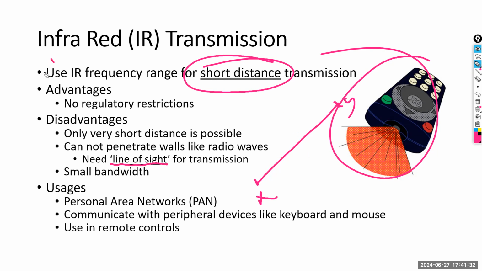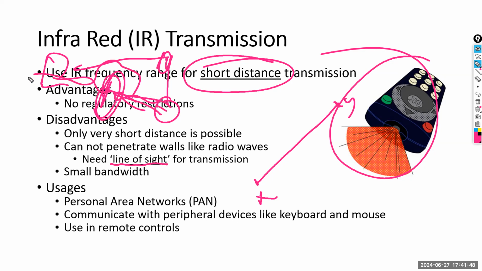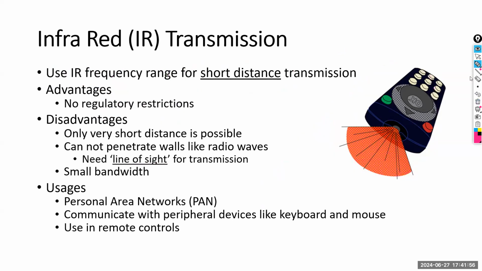So that is why when your TV is here and you are here, when there's someone sitting in front of you, you can't use it. You need to take your remote here because line of sight is not there. So these signals are so weak, they can't go through the obstacles or go around the obstacles.